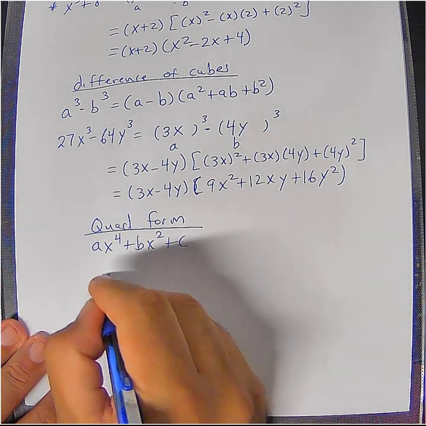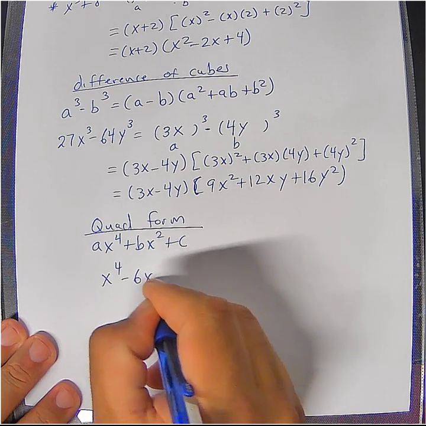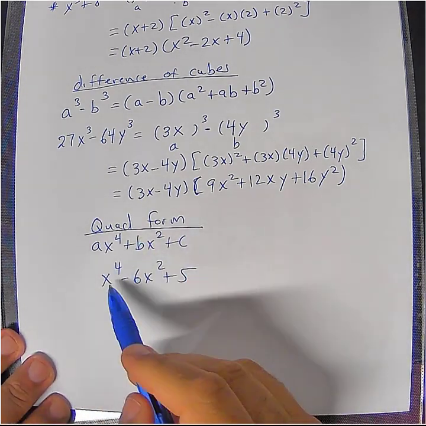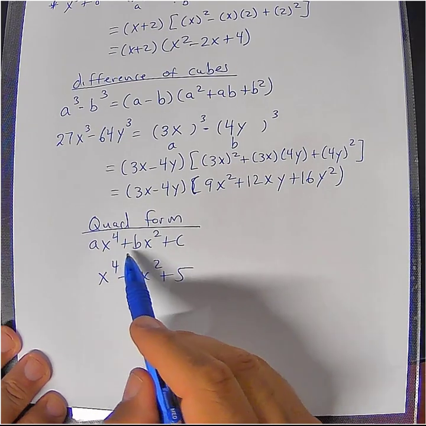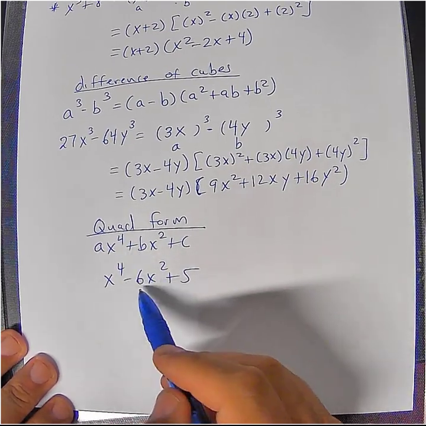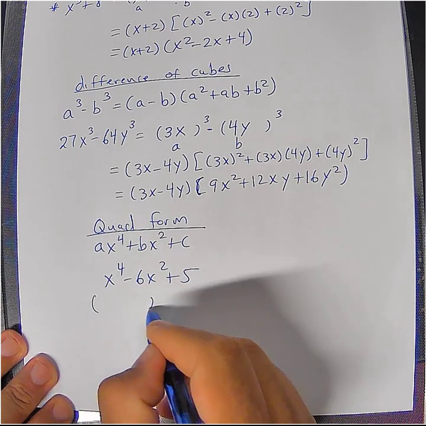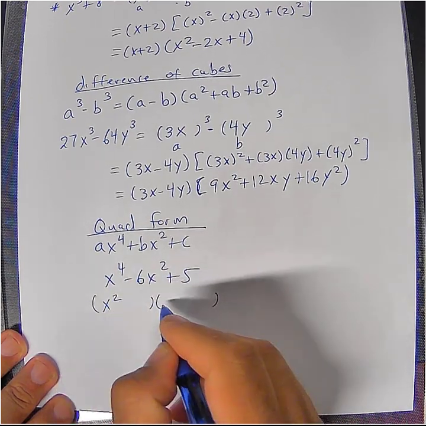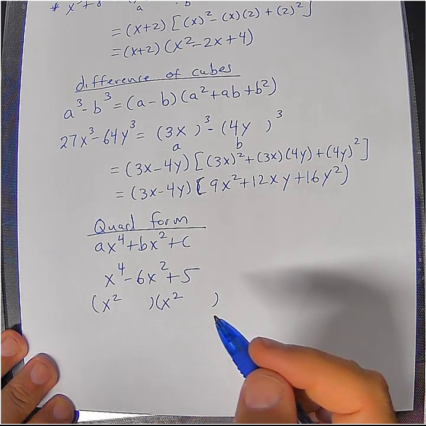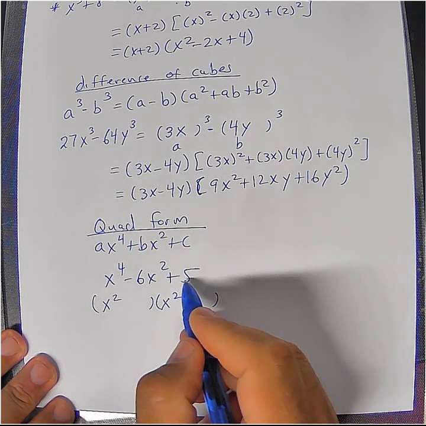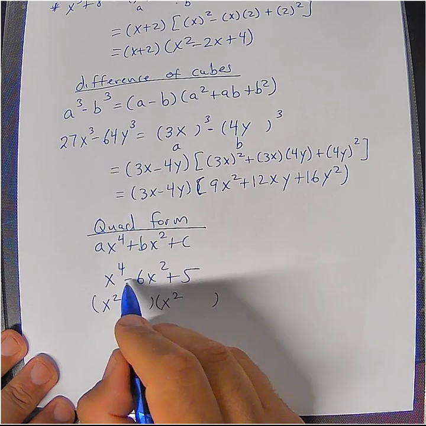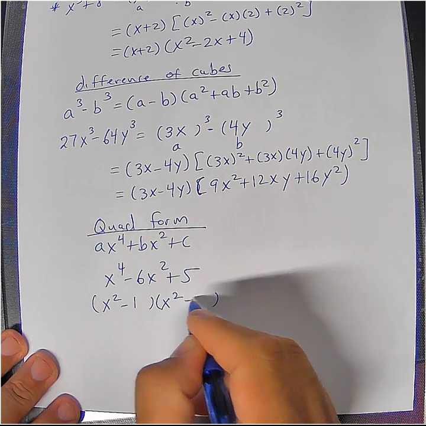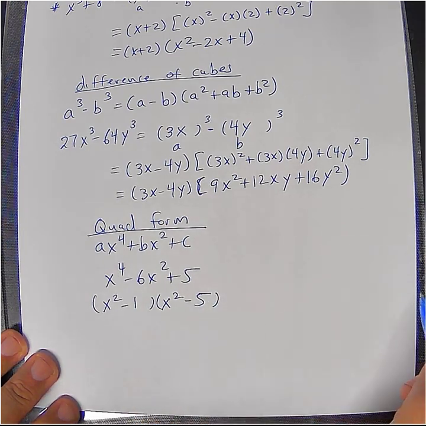X to the 4th minus 6x squared plus 5. Yes, we see 4 and 2. It doesn't matter the sign in the middle here. The easy way, what I showed you today, is since it's 4 and 2, it will always be x squared and x squared. Always, always, always. Two numbers that multiply to give you 5 and add to give you negative 6: that's negative 1 and negative 5.